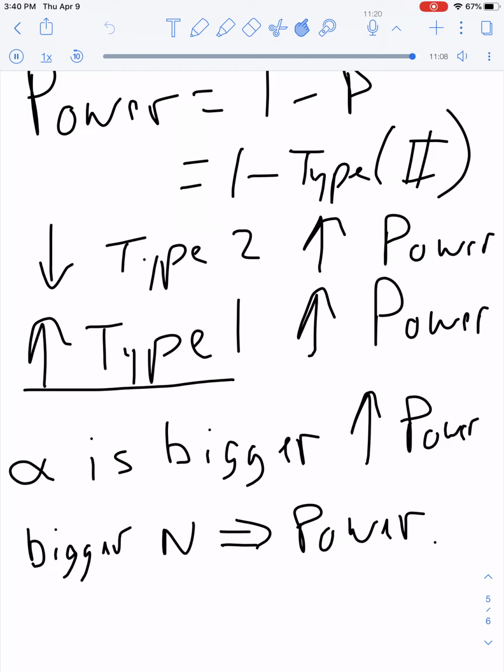I know it sounds backwards. Having any type of error is bad, but type 2 error is usually considered worse, because the more type 2 error you have, the less power that you have, and you want your test to be powerful. Okay, hope that helps.